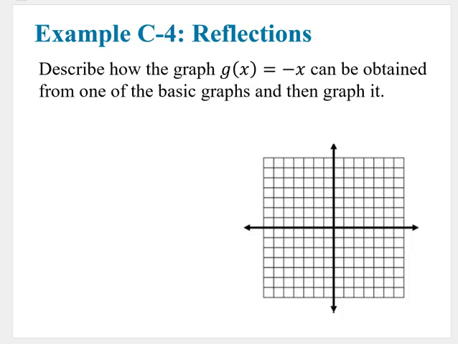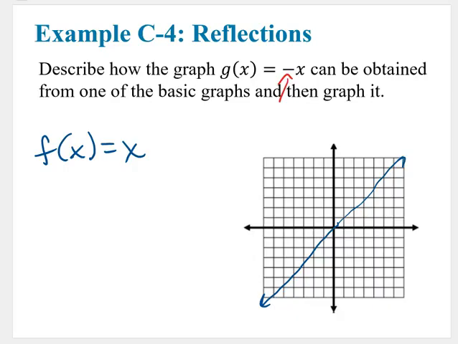All right, what about this graph? Okay, describe how the graph g of x equals negative x can be obtained from one of the basic graphs, and then graph it. Okay, so what's the parent function? The parent function is just f of x equals x, right? That straight line with an intercept of 0 and a slope of 1. Okay, the negative is in front of the function, right? The function is x, we've got a negative x.